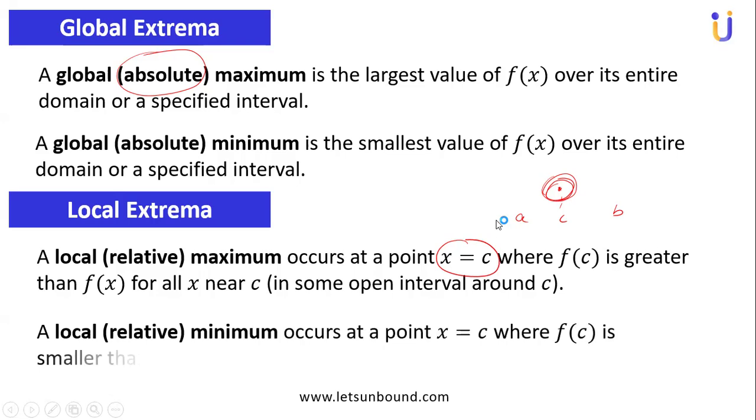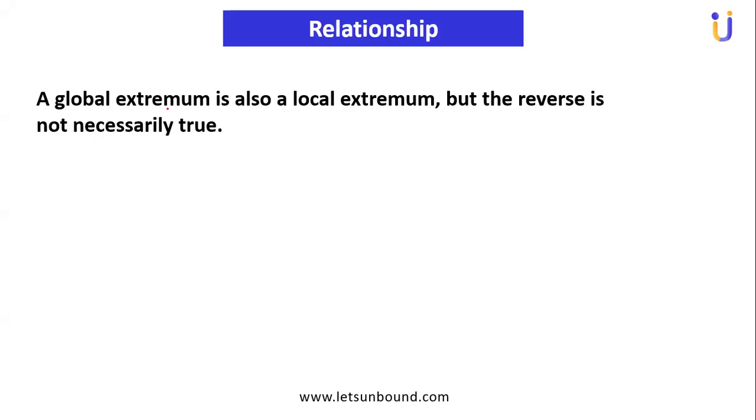The same goes for relative minimum. It occurs at a point x equals c where f of c is smaller than the nearby values in the neighborhood. We won't consider the entire domain, just the neighborhood around c, right? That's the basic difference. Now, the relationship here is that a global extremum is also a local extremum. Sometimes that's possible, but the reverse is not necessarily true. If it's a local extremum, it is a local extremum only.